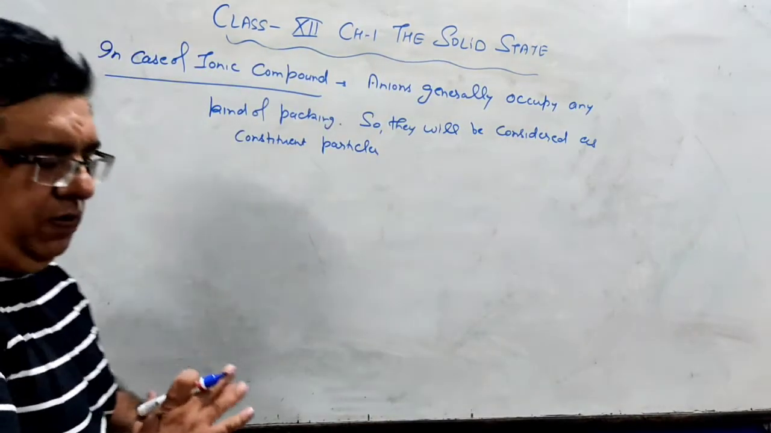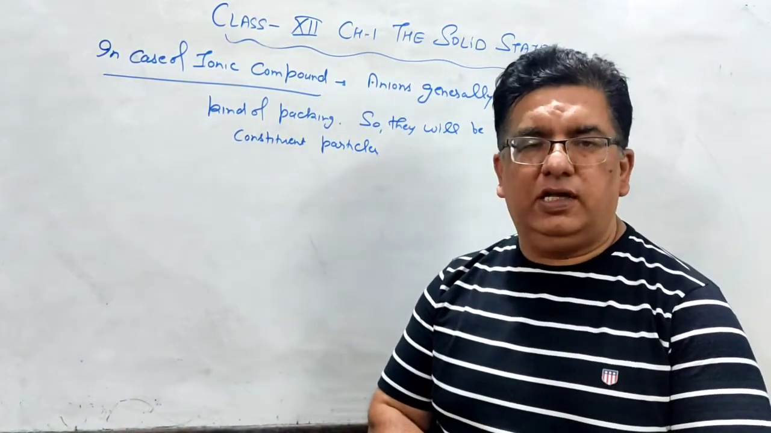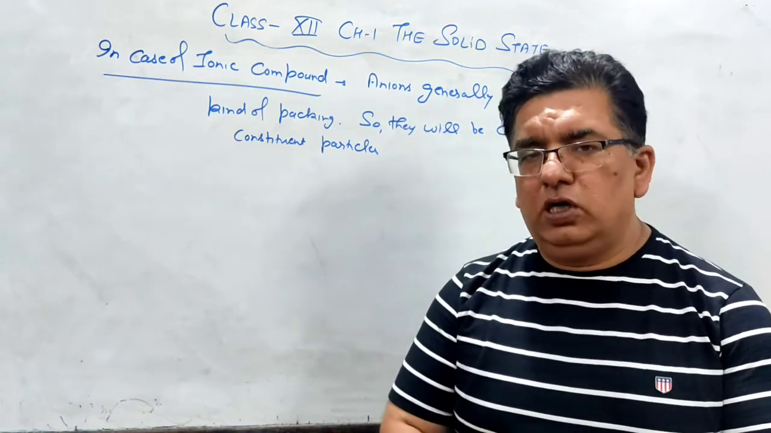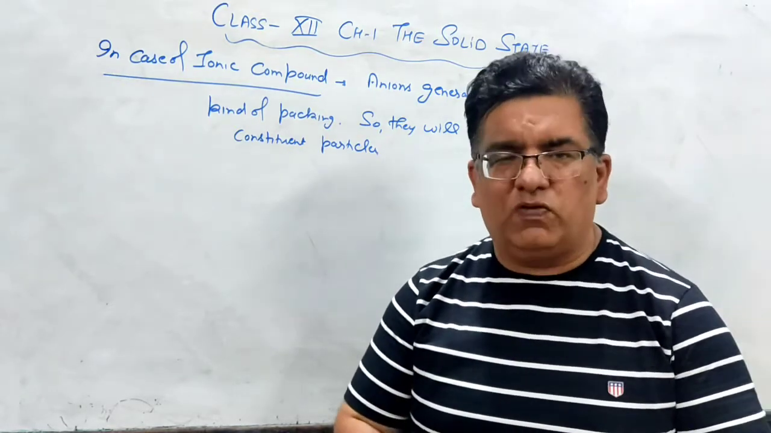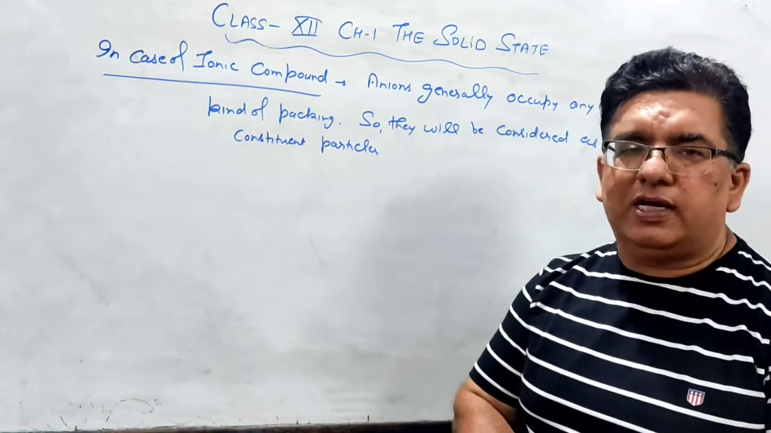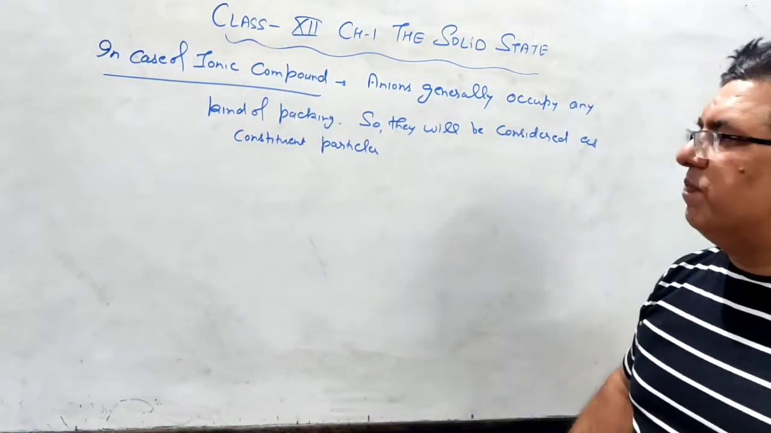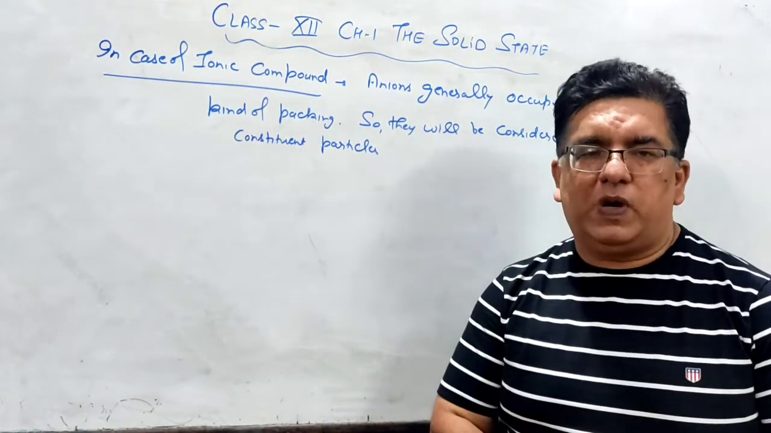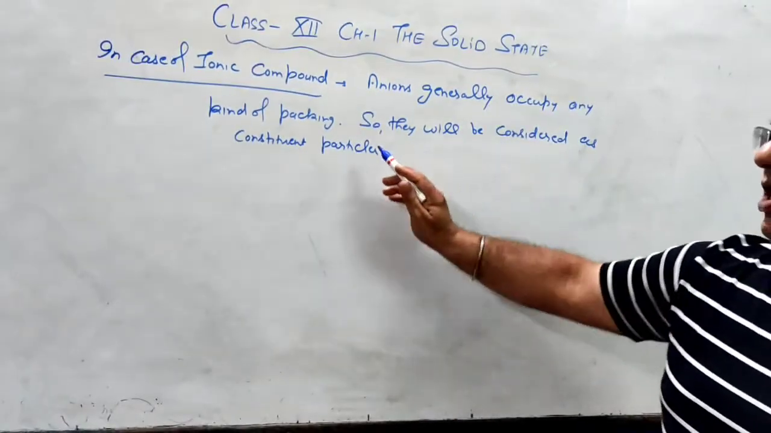Now in case of ionic compounds, we know ions are of two types. One is cations, second is anions. And anions are bigger in size and cations are smaller in size. So cations will generally occupy the voids, whether tetrahedral or octahedral. And anions, due to their bigger size, generally occupy any kind of packing, whether cubic closed packing or hexagonal closed packing. So they will be considered as constant particles.